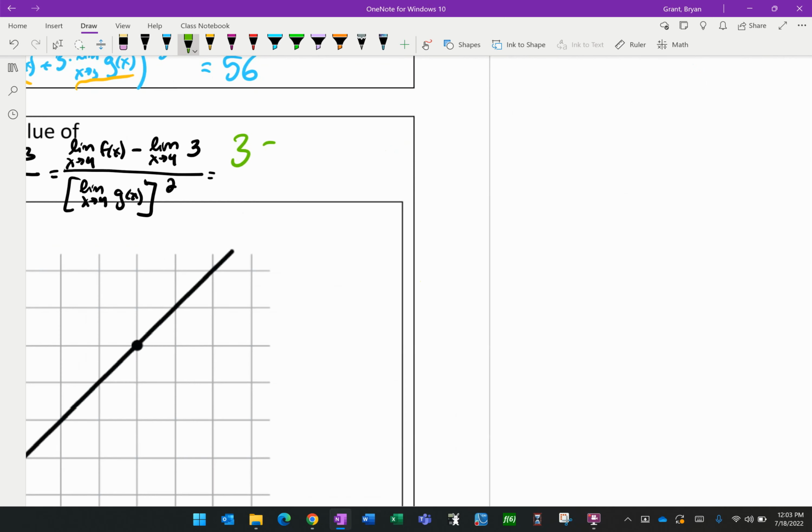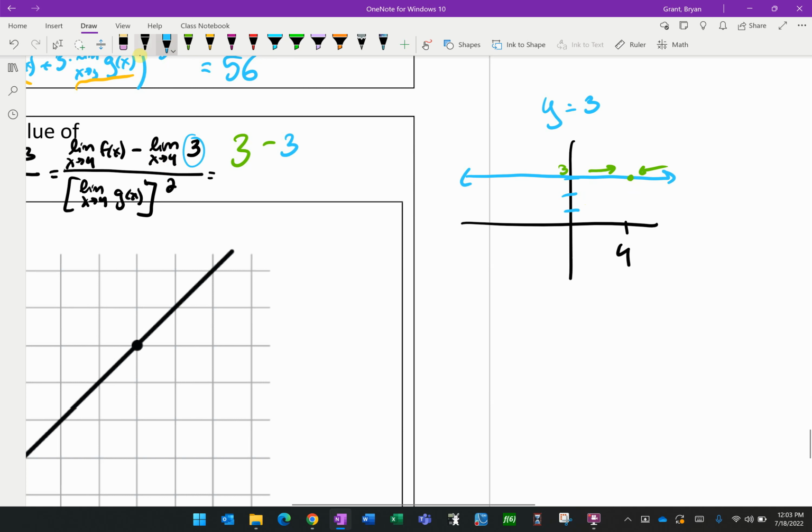Well, let's make a quick graph, right? Just a real small sketch of one. They are asking us about the function 3. So what does the graph of y equals 3 look like? 1, 2, 3. It's a horizontal line, just like so. And they're asking us what happens as we get close to an x value of 4. Well, as we get close to 4 on both sides, doesn't the y value just approach 3? And so this limit here, the limit as x approaches 4 of 3, is just the value 3.